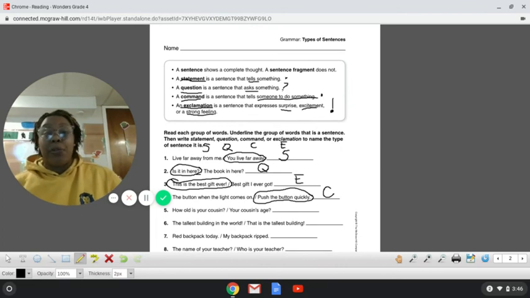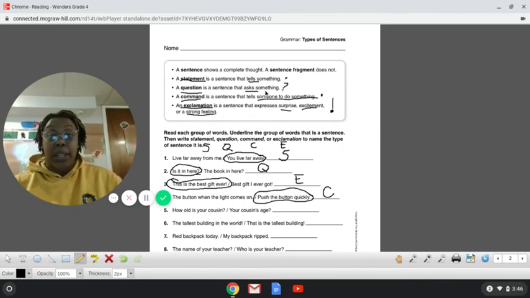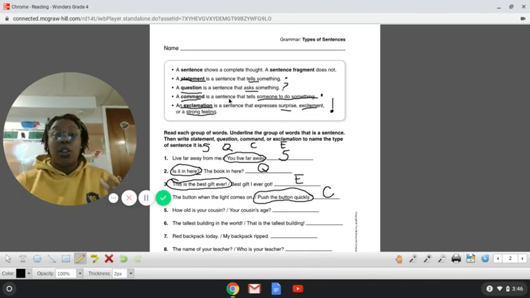So the different types of full sentences are statements, which tell you some information. They can also be questions, and they're asking you something. Commands are telling you to do something. They're telling you what they want you to do. It involves some sort of action. And exclamations are showing surprise and excitement, and they always have an exclamation mark. Commands and statements have periods, and questions always have question marks.